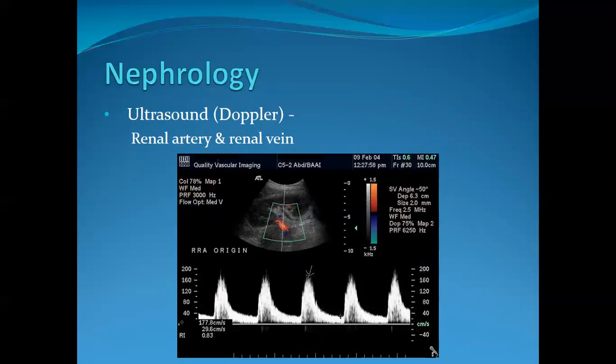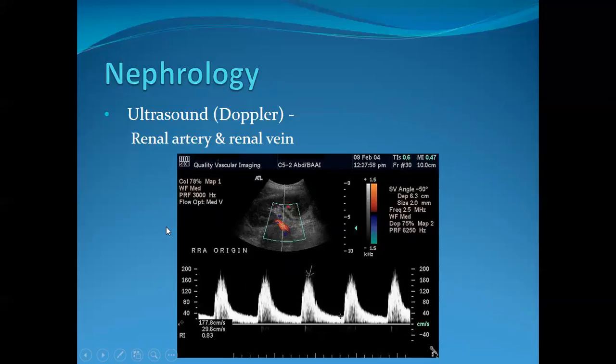Also, with ultrasound, we can look at the vasculature of the kidneys. We can look at the renal artery. We can also look at the renal vein. And we're going to talk about that, especially when we talk about hypertension. Renal artery stenosis is one thing that can be evaluated with ultrasound and Doppler of the renal artery.